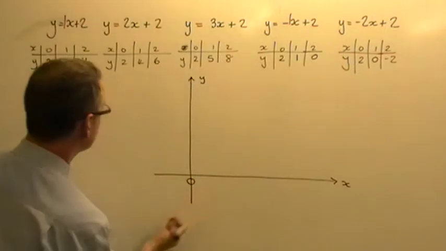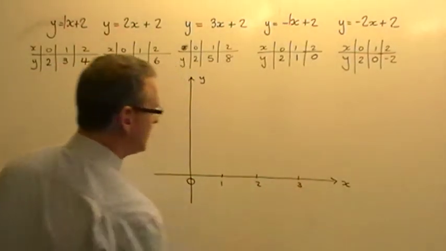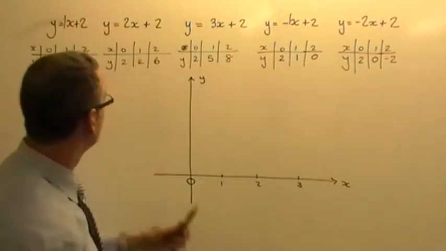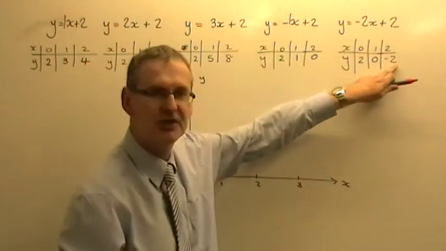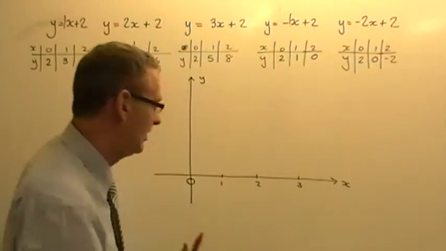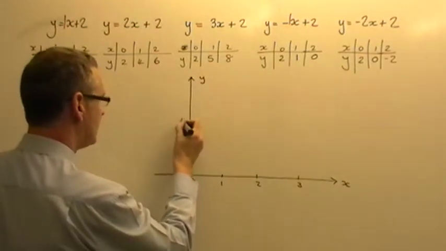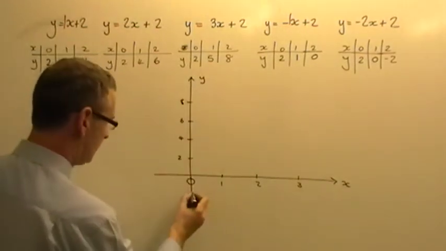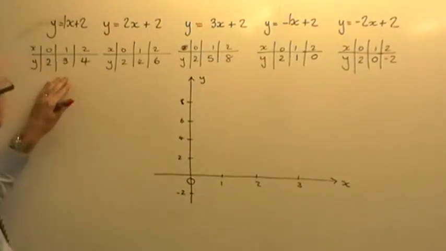So on my x numbers I need to go 0, 1, 2 and 3 to be able to plot the x values. Now the biggest y value I need is the 8, and it needs to go down to minus 2 to get them all on the same picture. So I'm going to go up in 2s, 2, 4, 6 and 8 and down to minus 2. Okay, let's plot the first straight line.